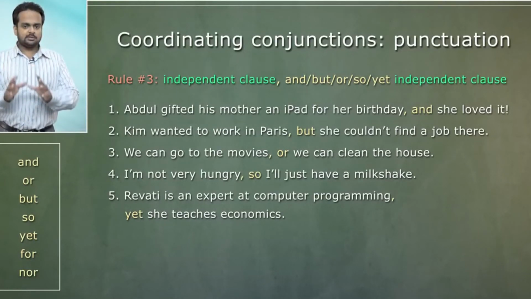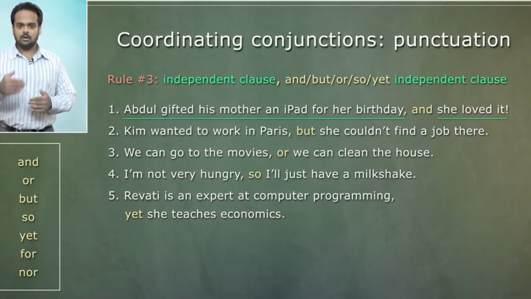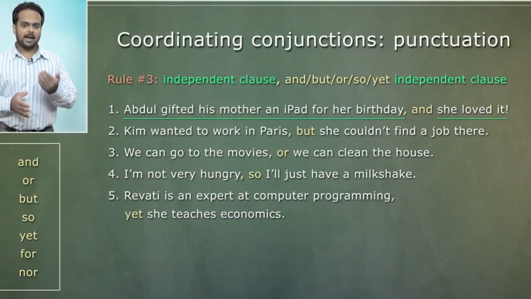Now, if you read this carefully, you will realize that this can be a complete sentence by itself. So it's called an independent clause. The same is true for the second part, she loved it. This is also a complete sentence, so it's an independent clause as well. So the conjunction and connects 2 independent clauses here. So we put a comma after the first clause and before and.